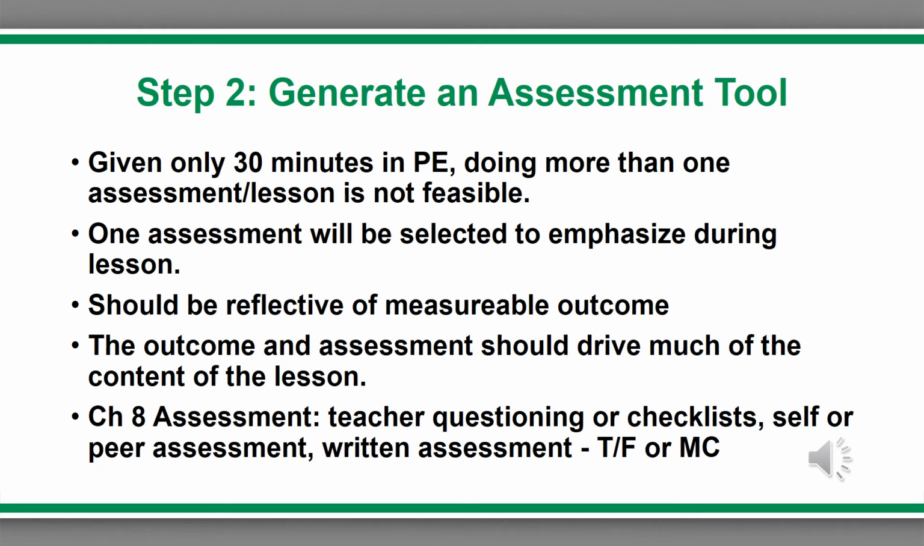Step number 1 was huge. How to write an objective or an outcome. That's huge. And this probably is the first time you've ever done it, so I take that into consideration. So once you did that, now step number 2 is generating an assessment tool. We only have 30 minutes in PE, so one assessment per lesson. More than one is not feasible, so we're only going to do one. We're going to select one to emphasize, and it should be reflective of our outcome, our objective that we wrote, okay? So the outcome, our objective, and the assessment, this is what your whole content of your lesson should be about.